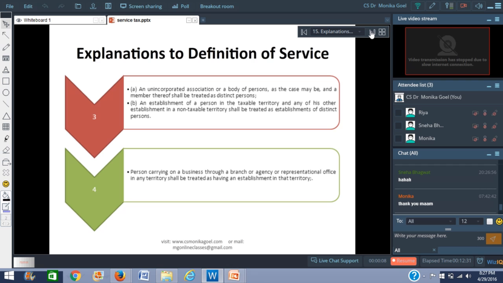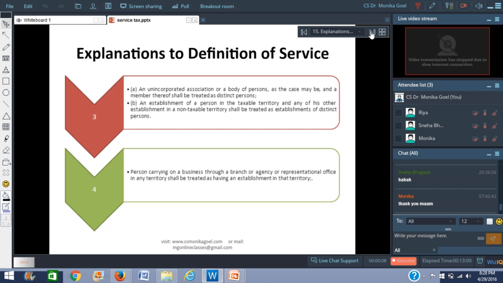We also discussed that in case there is an unincorporated association or body of persons, and I gave you the example of the Resident Welfare Association as well. In that situation, even the persons who are the members of this particular association would be considered as a distinct entity. So if an association or an unincorporated body like a club provides any services to its members, then also it would be considered as a service, right?